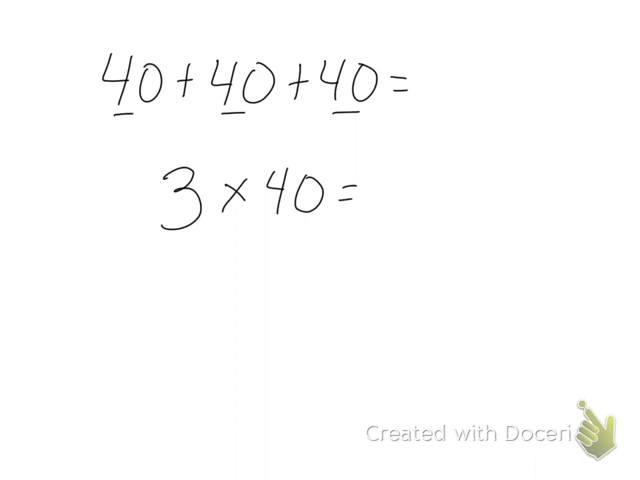I know that 3 groups of 4 is the same as 12. That means that 3 groups of 40 is the same as 120. So we can find the answer quickly because we can multiply the 3 and the 4 and then just add a 0, because 40 is a multiple of 10, and 10 has 1 zero.